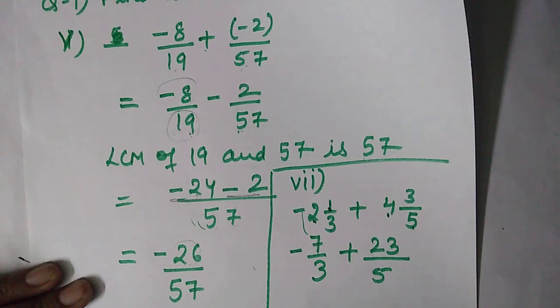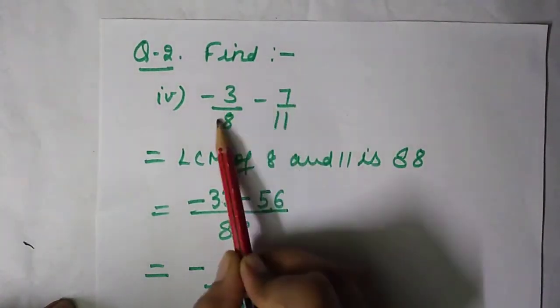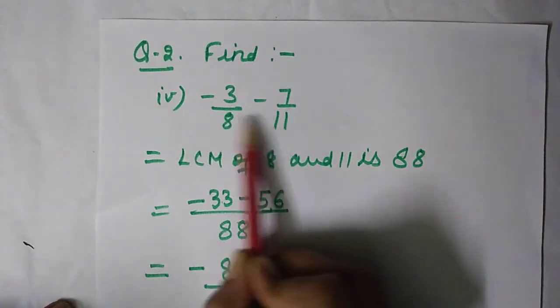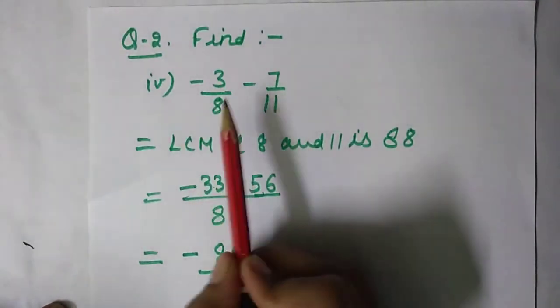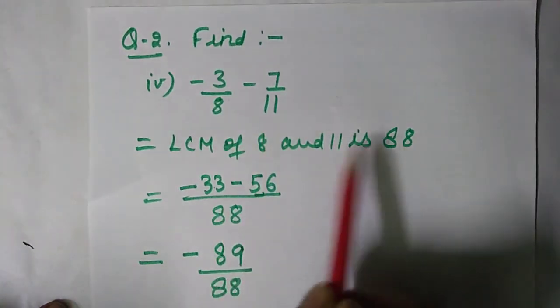Now the next one is how to subtract the rational numbers. These are the two rational numbers, and now we will learn how to subtract them. For that I have to take the LCM. LCM of 8 and 11 is 88.